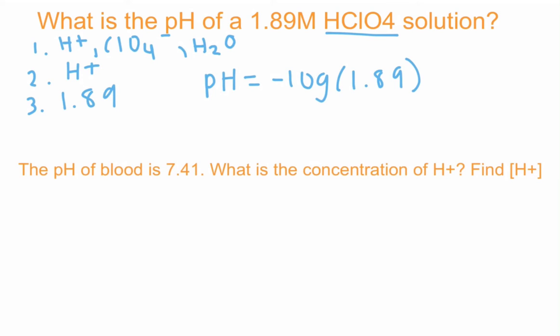And when we plug that into our calculator, we get our pH to be negative 0.276. That just means it's super, super acidic.